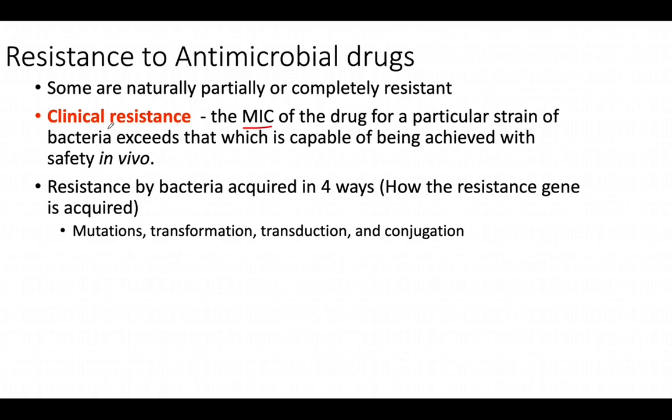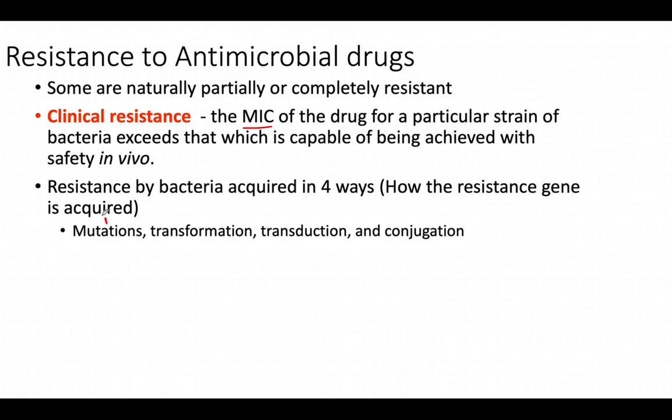So there's kind of two lists that we want you to know in regards to resistance. So this first list is, how can bacteria change or evolve over time so they actually, at a genetic level, so in their DNA, how are they going to get this new trait? So how do they acquire this resistance gene? And so there are four explanations.